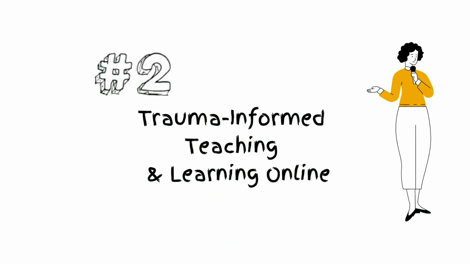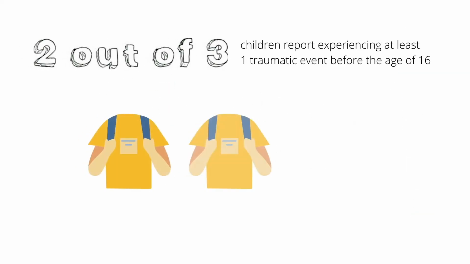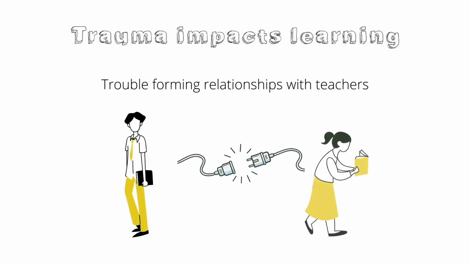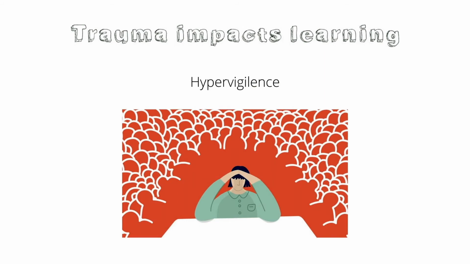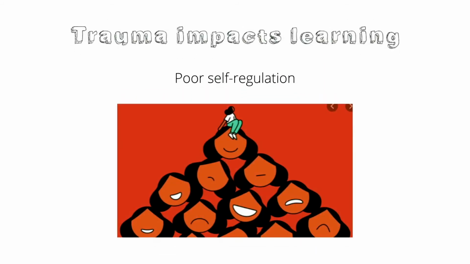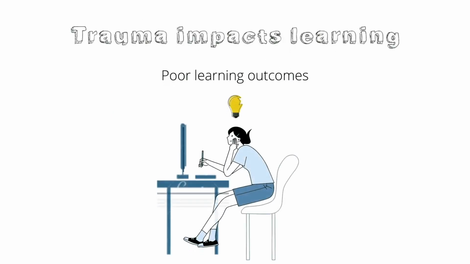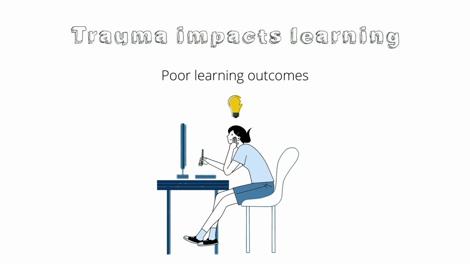Number 2. Trauma-informed teaching and learning online. 2 out of 3 students report experiencing at least one traumatic event before the age of 16. Studies have shown that trauma impacts learning. Students may find it difficult to develop relationships with teachers, tend to be hypervigilant, have poor self-regulation, think negatively, and overall have poorer learning outcomes than students who do not have histories of trauma.